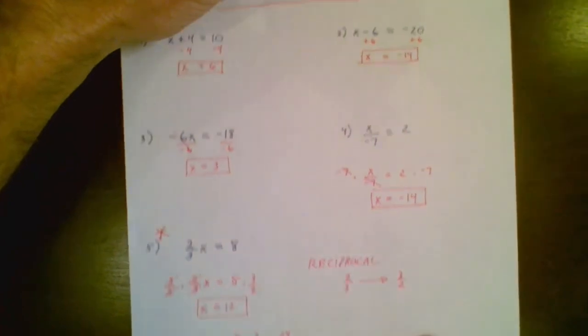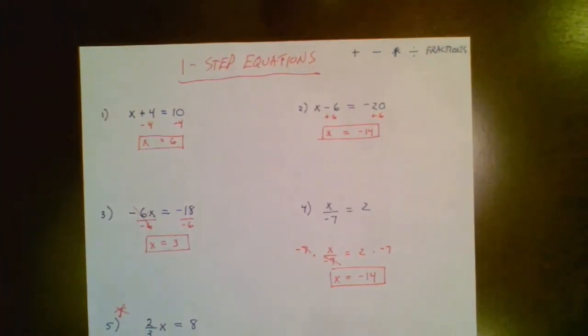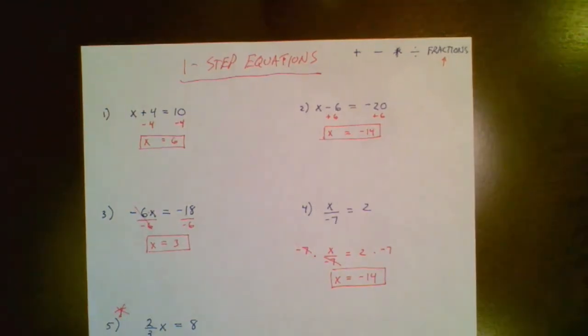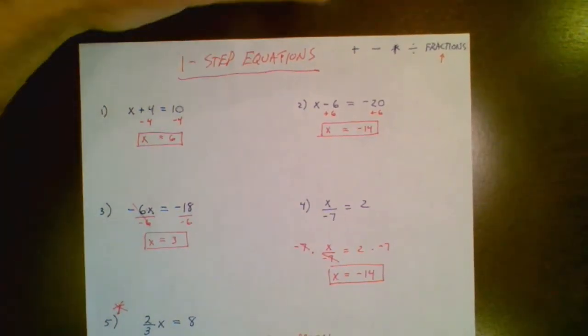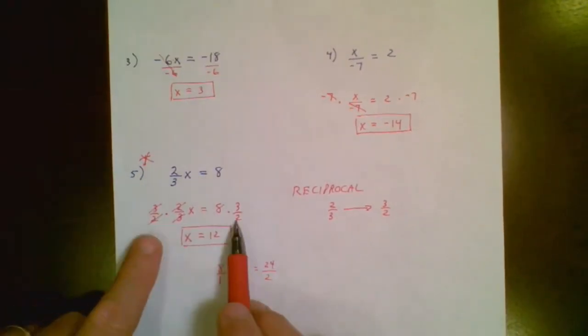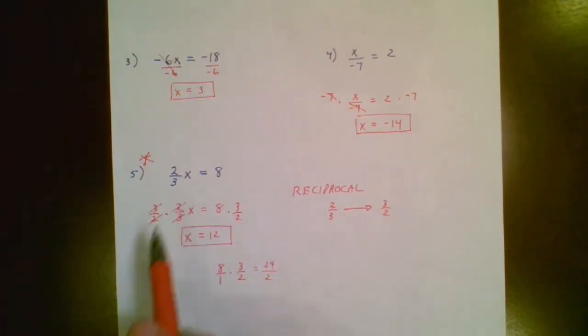Okay. These were one-step equations. I would say the one that's going to give you the most trouble is fractions. When you're doing it with fractions, you just need to remember that you multiply both sides by the reciprocal of the fraction you're trying to get rid of.